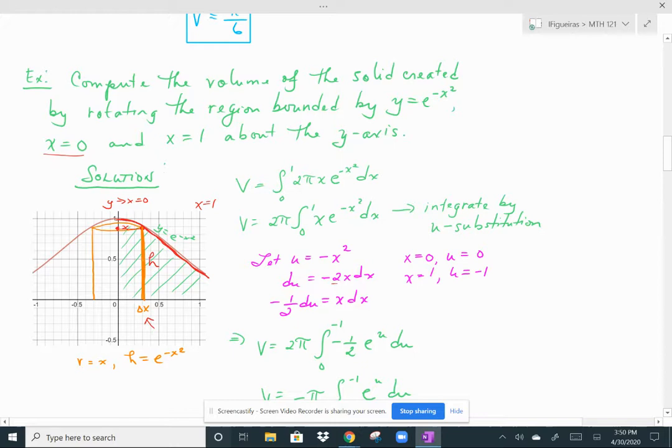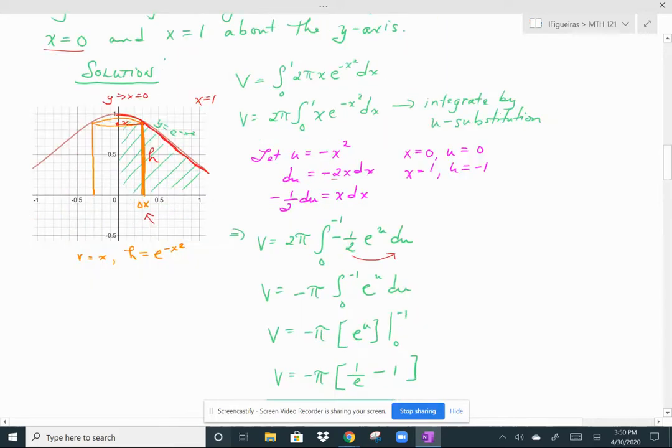All right, so let's put this all together. I have my volume is equal to 2 pi, the integral from 0 to negative 1, and then negative 1/2 du is the x dx, and e to the negative x squared is e to the u. So I've made my substitution. So now this is a very basic integral to take the antiderivative of. So first I multiplied the negative 1/2 and the 2 pi, so that gives me negative pi times the integral. The antiderivative of e to the u is itself. So when you integrate, you get this, negative pi e to the u, evaluated from 0 to negative 1.